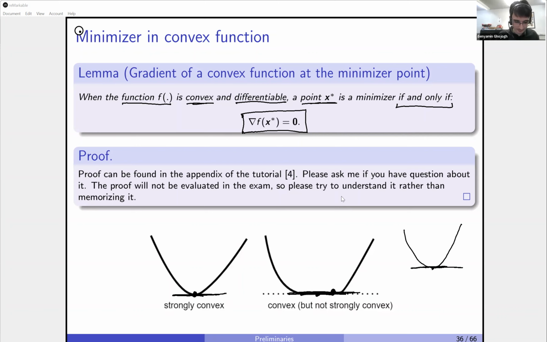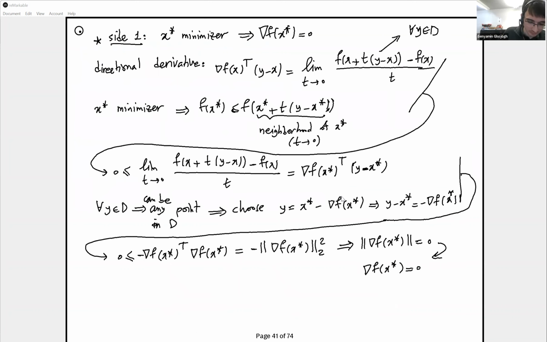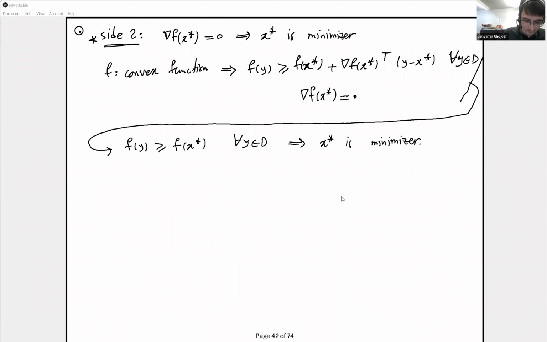Right? And again, for side 1, it has a proof. If x is a minimizer, then the derivative is 0. These proofs are optional for you to understand. For side 2, when the derivative is 0, then x is a minimizer. Its proof is here. I think we don't have time for now to go through it. We might come back to it and we will discuss it.